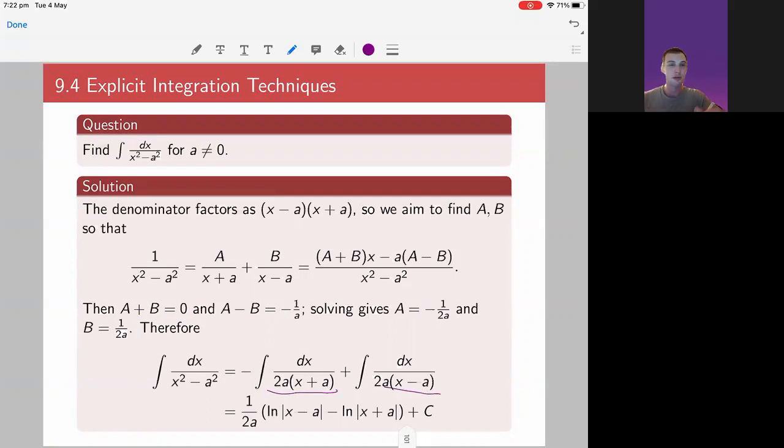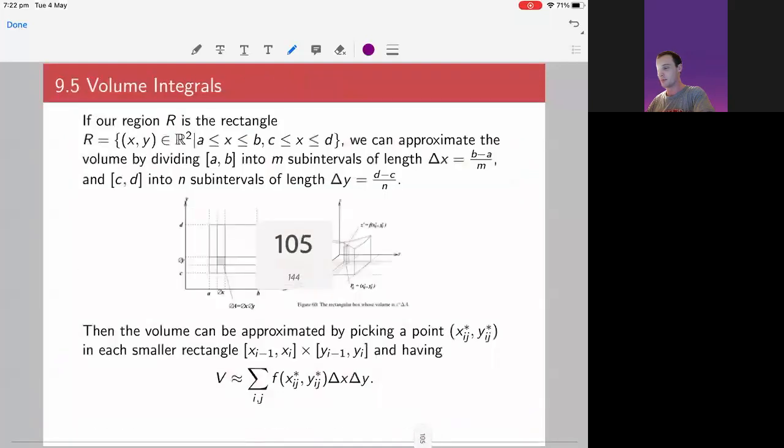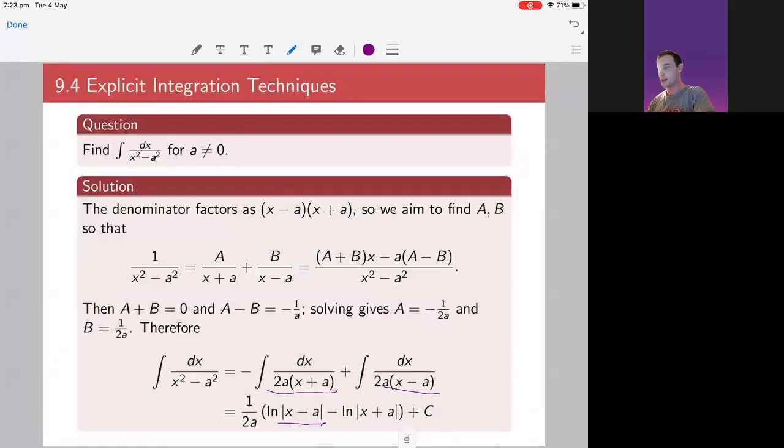We just get the logarithm of absolute values again: the logarithm of the absolute value of x minus a, and the logarithm of the absolute value of x plus a. We've got factors of 1 on 2a that have come out the front. And as usual, I have my plus c.